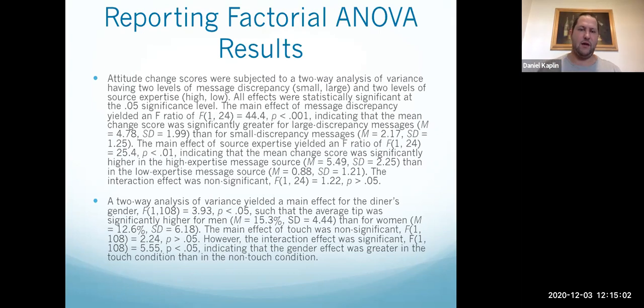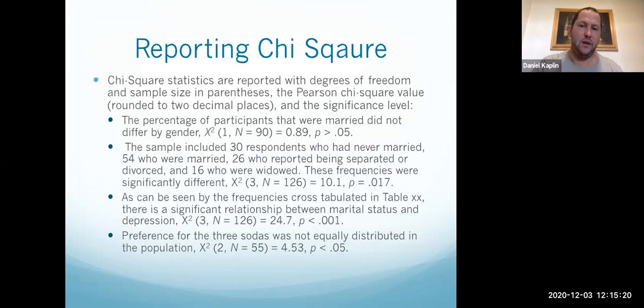What are they saying? That males who were tapped on the shoulder tended to tip more than when they were not tapped on the shoulder. We already knew males tip higher, but even among males, it was significantly higher when they were touched on the shoulder than not. So that is a rundown of t-tests, one-way ANOVA, as well as factorial ANOVA.